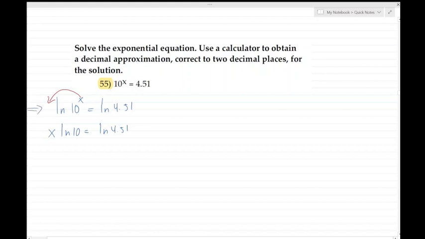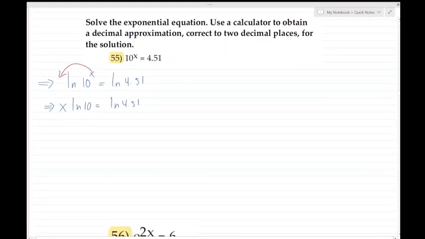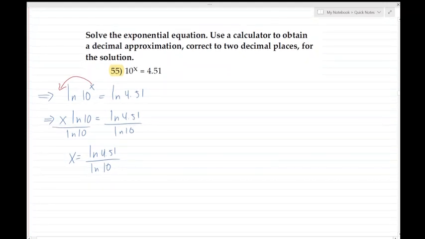So next, we would divide both sides by ln 10, and x is equal to ln of 4.51 divided by ln of 10, and that is an exact answer because I haven't really plugged into the calculator or solved anything, so it is pretty accurate at this point.